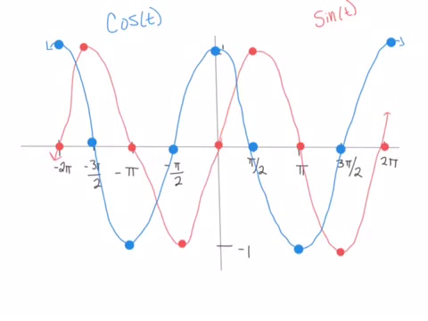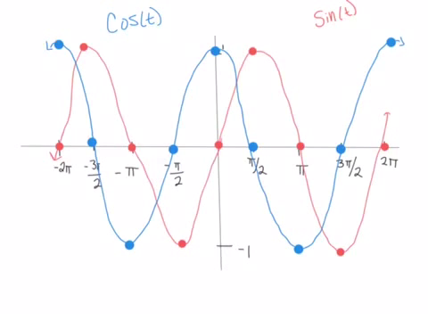Okay, so we know what both the sine and the cosine functions look like. Here's a graph that shows them together so that we can talk about the relationship between the two. The two functions look very similar. They have the same domain, they have the same range, and they have the same repeating wave pattern.